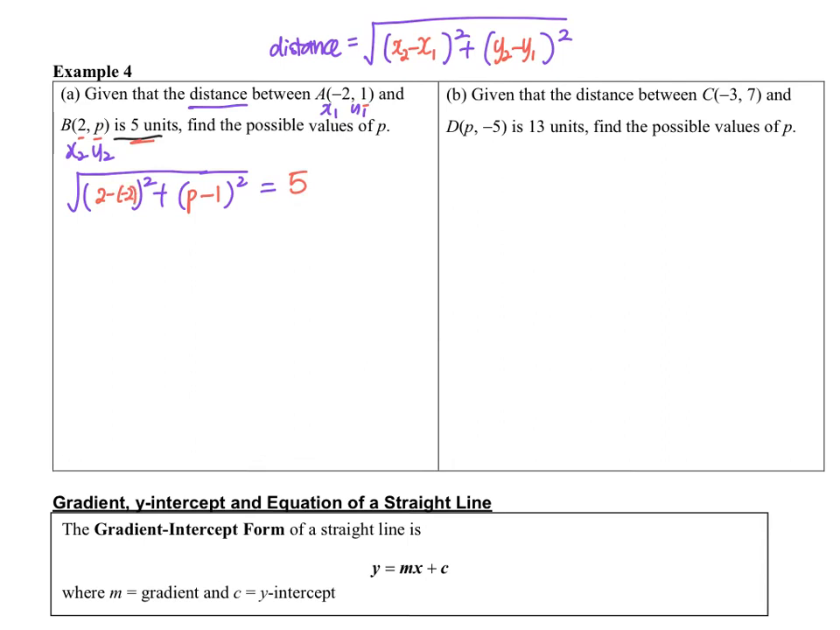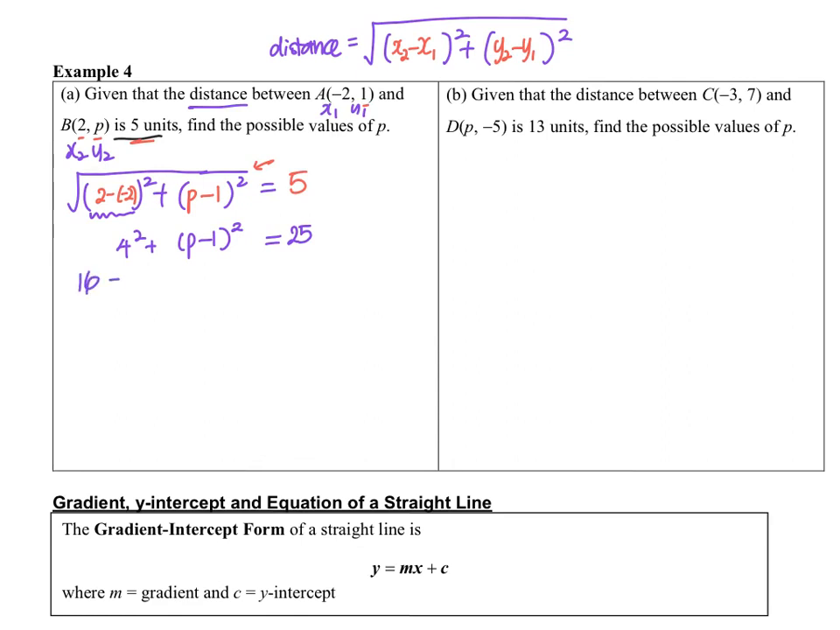Okay, so now before we do anything, we notice that there's a square root here. How can we get rid of the square root? The opposite of square root is to square both sides. So if I square both sides, I'll get the number 5 squared to be 25. There will be no more square root on this side. 2 minus negative 2 will give you 4. That will be 4 squared plus p minus 1 whole thing squared. 4 squared is the number 16.